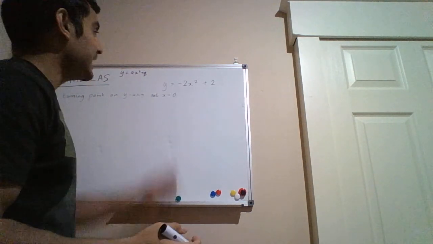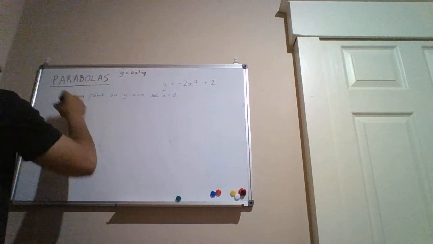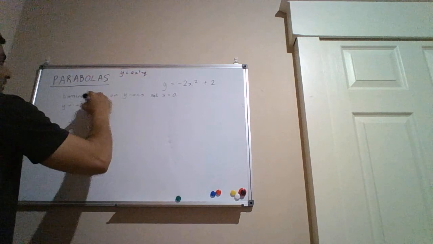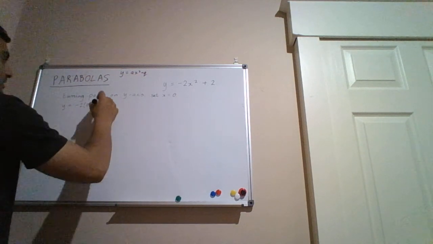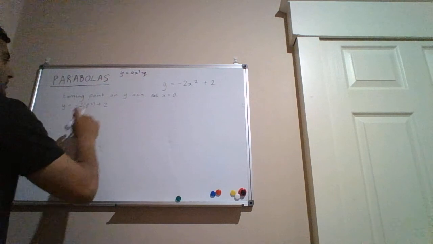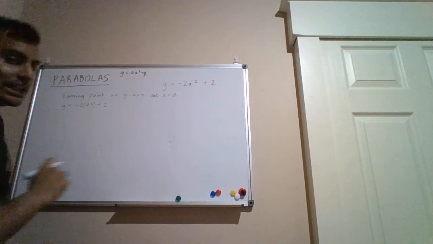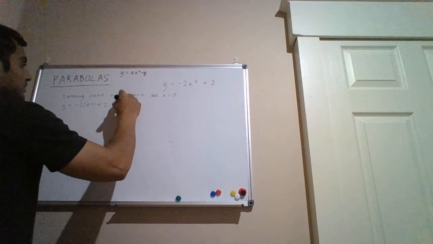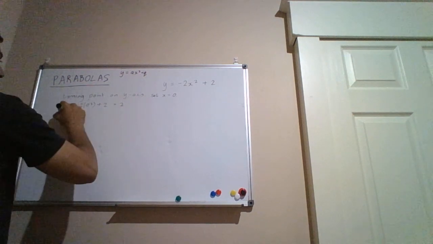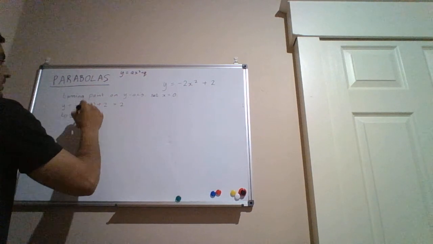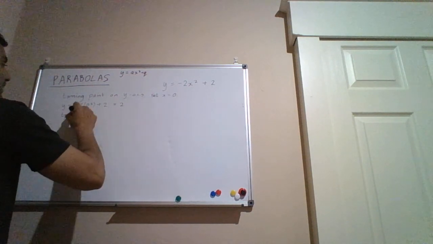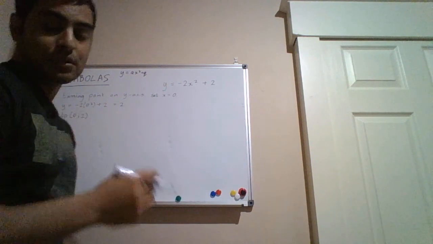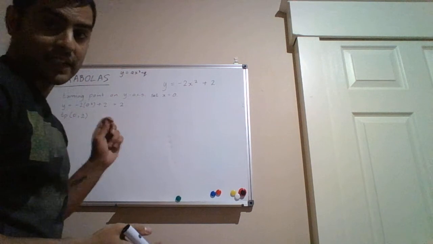Now if we substitute that into this original equation, we'll get y must be minus 2 times 0 squared, because we set x equal to 0, and then plus 2. So 0 squared is 0, times minus 2 is 0, and then plus 2 is just 2. So the value of our turning point here, TP, is going to be an x value of 0 and a y value of 2. Remember, our coordinate points are x first and y second.